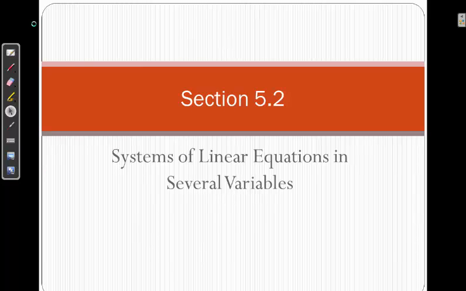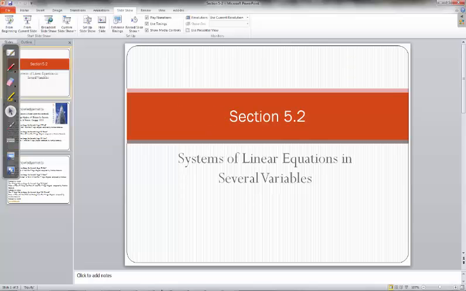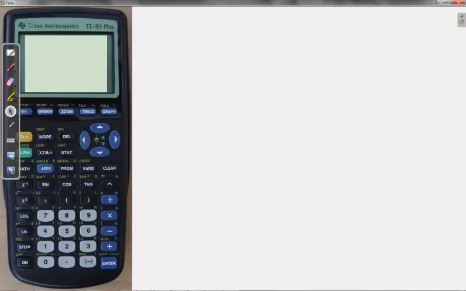taking the methods we learned in 5.1 and extending them to systems of equations with more than two variables. It's very similar. That's why I'm not actually going to include any more slides than just this. We're going to delve right into examples. I will say examples in this can take a while, so you just have to be patient and move through it.